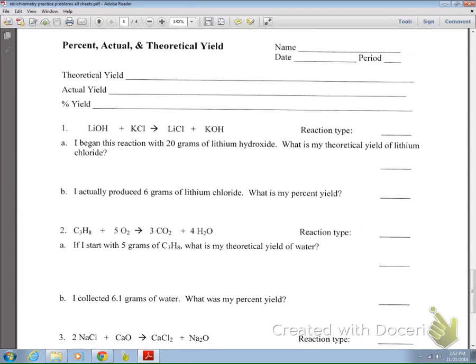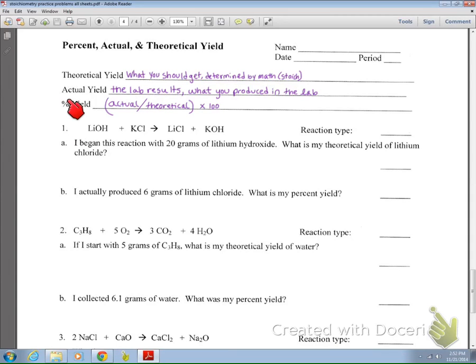Here's our lesson on the introduction of percent yield, actual yield, and theoretical yield. So what is theoretical yield? Theoretical yield is what you should get, and it's determined by math. So for us, it's stoichiometry. Actual yield is the lab results, so it's what you produce in the lab. And then percent yield is just actual divided by theoretical times 100.